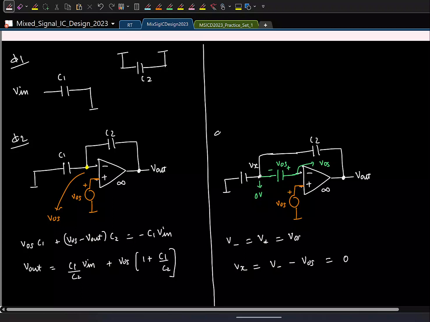But again, this is the circuit in Phi 2, remember. Now the question is, how do you charge this capacitor to VOS? That's the only thing pending. So let's say I take the op amp. Let me push this down.